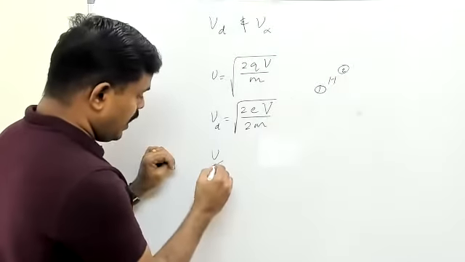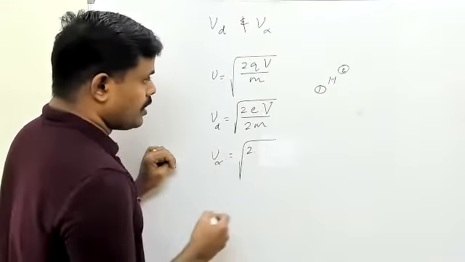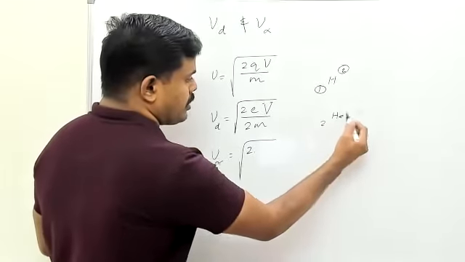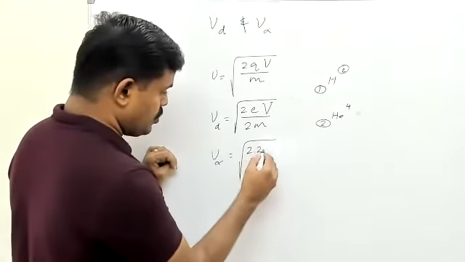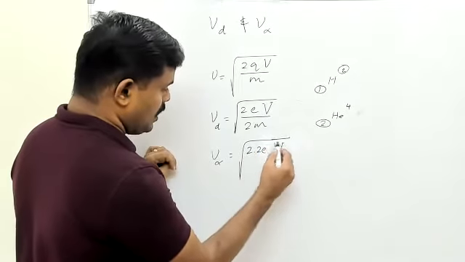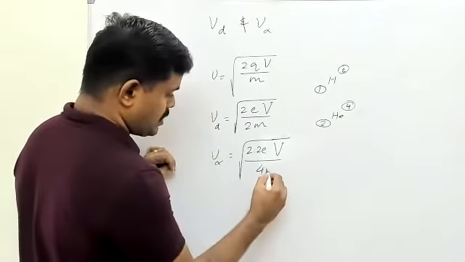Okay. Then V alpha particle. Alpha particle you can write 2 into, what is alpha particle? I must write alpha particle here, 2He4. Charge number for alpha particle is 2e into V divided by, what is mass number? Mass number is 4m.